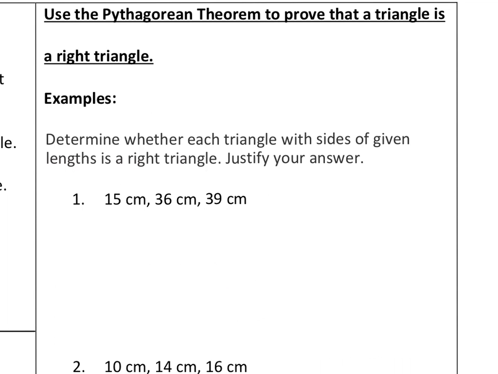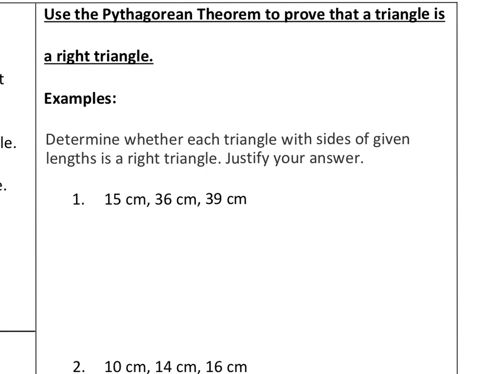Okay, now that we've identified what the legs and the hypotenuse are, the next thing we're going to do with the Pythagorean theorem is to prove that a triangle is a right triangle. Since the Pythagorean theorem only works in right triangles, we can use it to decide if a triangle is a right triangle if we're not given the picture. So let's look at these examples.